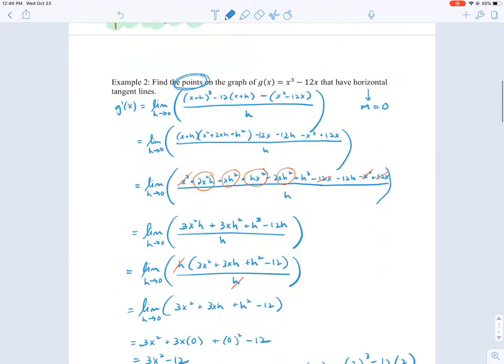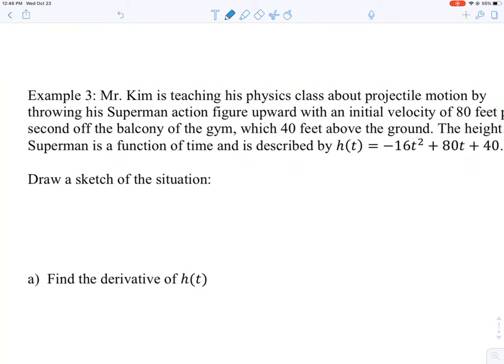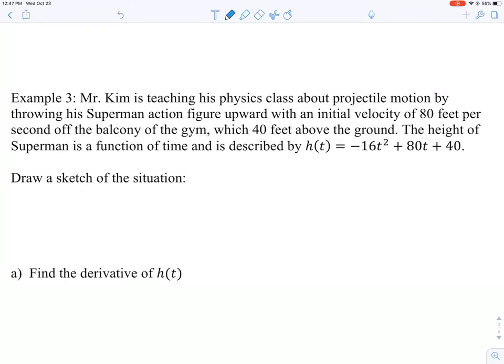Okay, so let's look at the last example I have on here. It's a word problem. So Mr. Kim is teaching his physics class about projectile motion by throwing his Superman action figure upward with an initial velocity of 80 feet per second off the balcony of the gym, which is 40 feet above the ground. The height of Superman is a function of time and is described by h of t equals negative 16t squared plus 80t plus 40. So for this function, if I plug in values for time, for t, it'll give me the height of Superman at that moment in time.